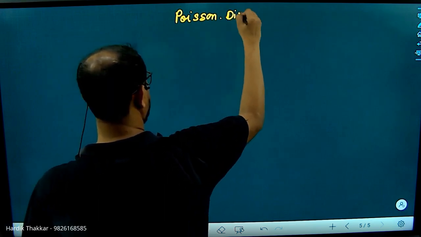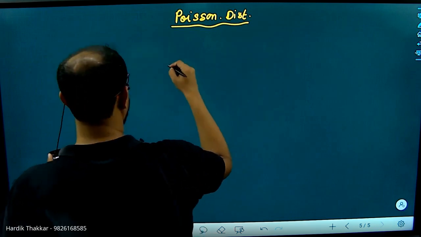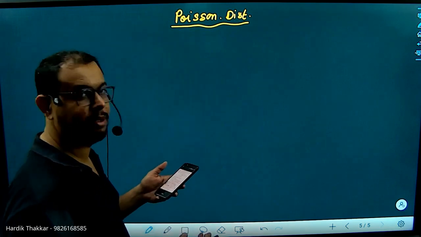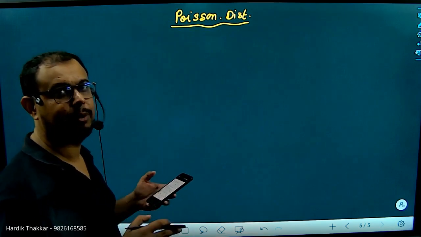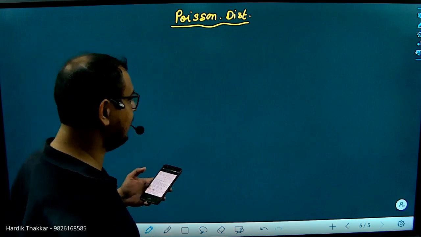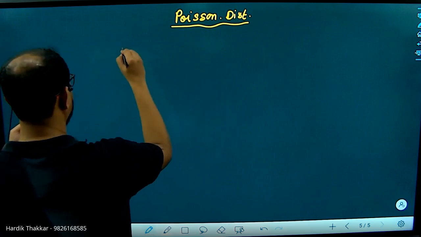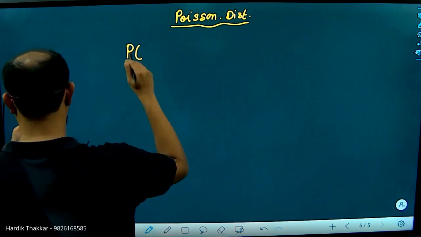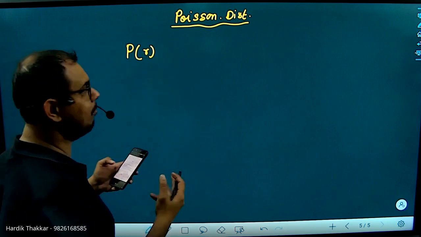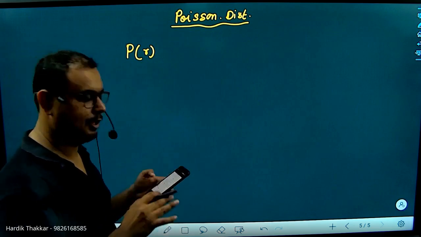Poisson distribution. Here the same type of situation is there. We have some number of trials and we will find the probability of getting r successes out of n trials. But the probability distribution will not be a binomial distribution. It will be a Poisson distribution. There are different types of distribution like normal distribution and Poisson distribution, which you might have studied in class 11th. It was in that syllabus.